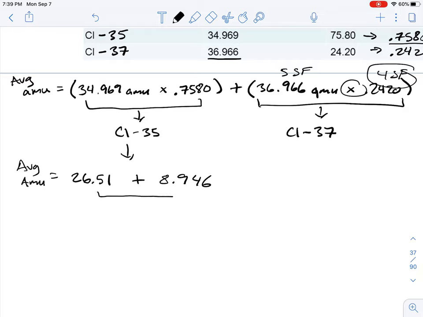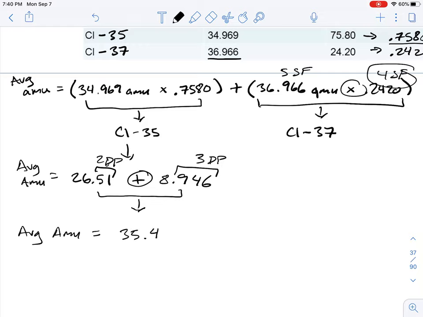So now that I have it simplified, I'm going to use rules of addition for significant figures. So I have 26.51. Actually, let me just shorthand this. So here for rules of addition for sig figs, I have 2 decimal places. I have 3 decimal places. So overall, I need to report 2 decimal places because that's the least. So I'm going to take that number and add it to 26.51, and I get an average AMU of 35.46.